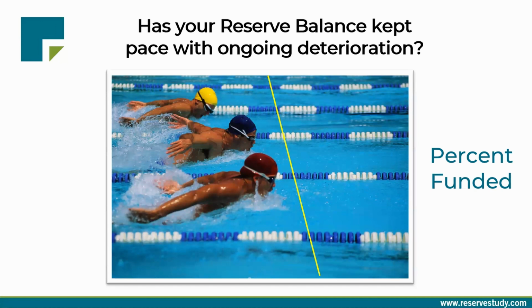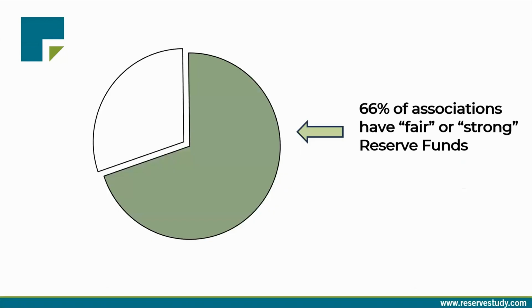If the resulting reserve balance has kept pace with the ongoing deterioration over the years, it's kind of like the world record pace line that you sometimes see in a swim race. It allows you to know how we're doing. It's important to note that you can be well funded now and have zero funding in a few years if you don't have a good funding plan.